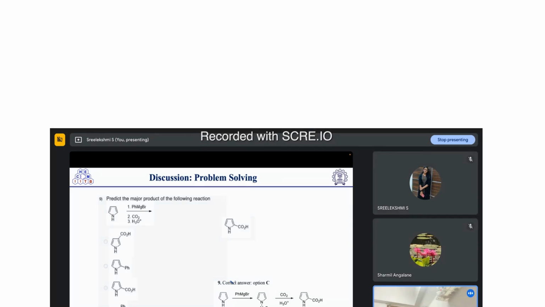So first, what is happening is that this nitrogen lone pair will attack the positively charged magnesium to form this Grignard reagent. Then this will again attack this carbon, and that bond will shift towards oxygen to give this carboxylic acid.